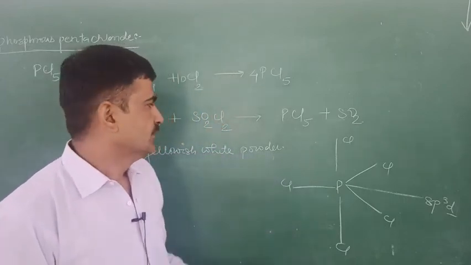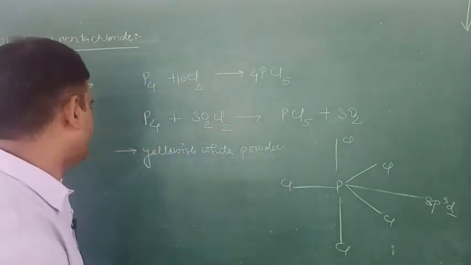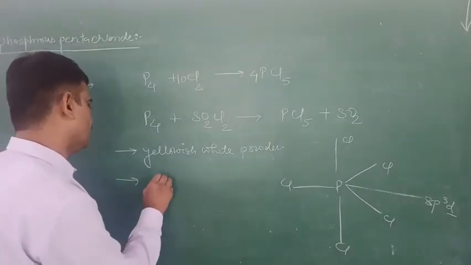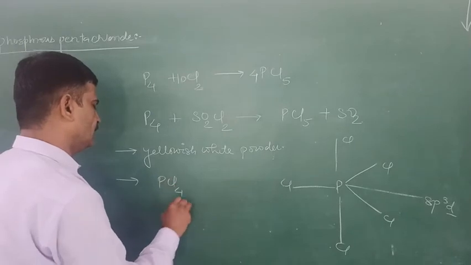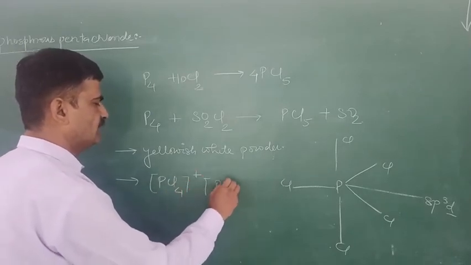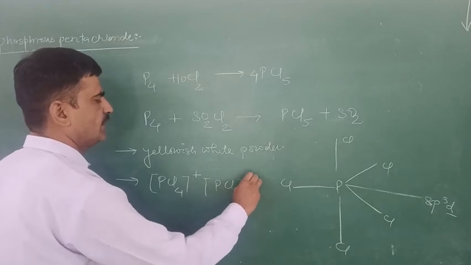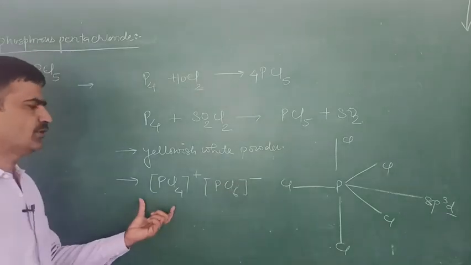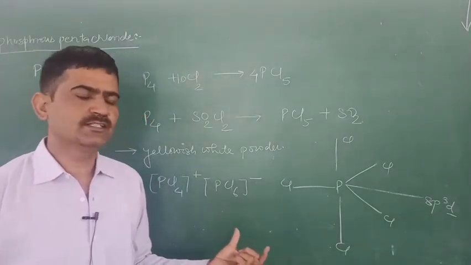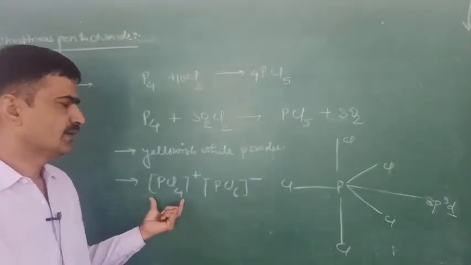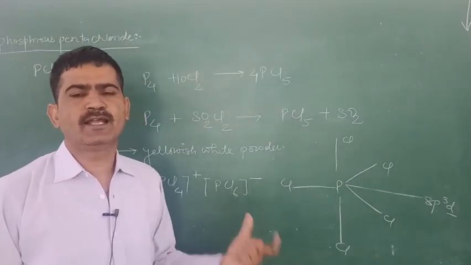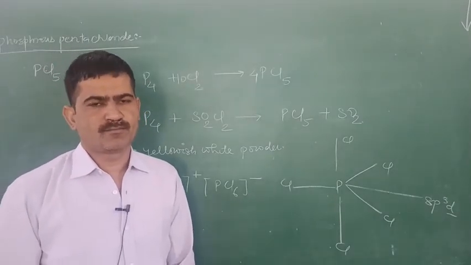And PCl5 in the solid state exists as a crystalline solid, phosphorus tetrachloride cation and phosphorus hexachloride anion. So, important question: in what form does it exist in the solid state? It exists as a tetrahedral phosphorus tetrachloride cation and an octahedral phosphorus hexachloride anion.